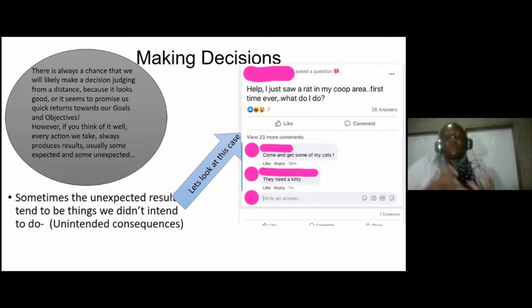But then what could be the possible solution? When you're addressing a problem, you want to dig to the root cause so that you get the appropriate tool as a solution. Otherwise we'll be bringing cats, or we address the root cause, or we'll continuously have a cycle of rats wanting to come after the food that's outside the coop.